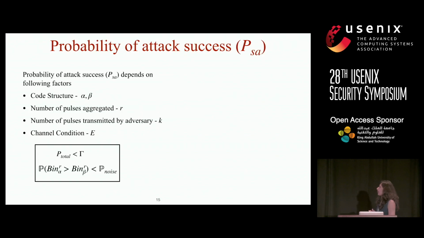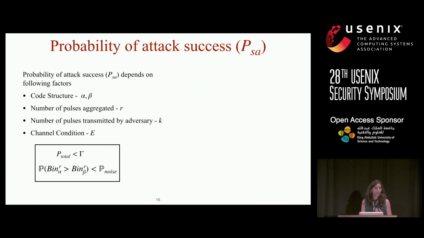So let's look at the probability model. Over here we know that there are two objectives the attacker has to achieve: the total energy of the signal should be less than a certain threshold, and the similarity of the code to the received signal should be less. Only then can the attacker succeed. The probability of attacker success depends on different factors, like code structure, how many pulses are sent, and how many positions there are which don't have pulses.